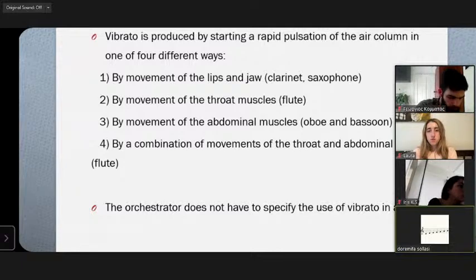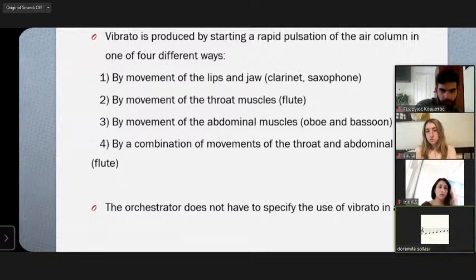Then the second type of vibrato is by movement of the throat muscles. Sometimes flute players use this kind of vibrato. The third one is by movement of the abdominal muscles. These ones are for the oboe and bassoon. This is like when you sing a note and you make the vibrato with your abdomen. You do movements with the abdominal muscles.